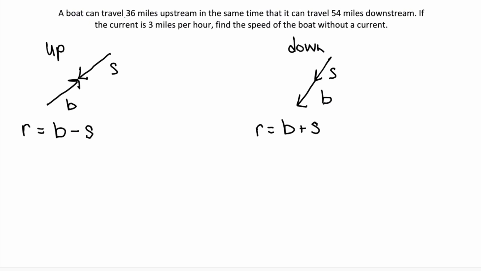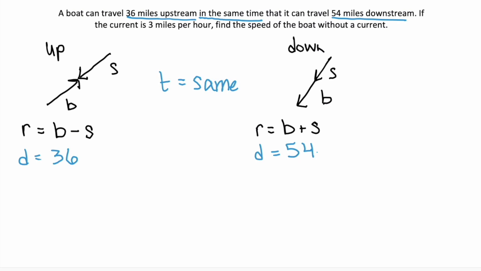So a boat can travel 36 miles upstream. Well, that's the distance for going upstream. So distance equals 36. And it can do this in the same time. Okay, so time is going to be the same. That's a good hint. So the same time that it can travel 54 miles downstream. So we know the distance downstream is going to be 54.